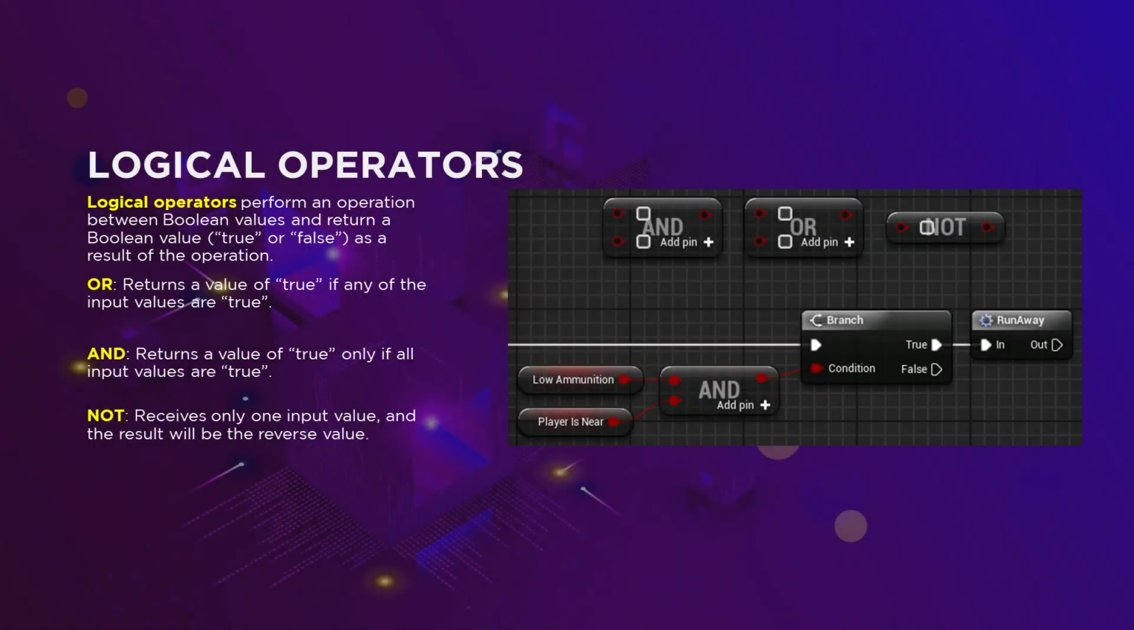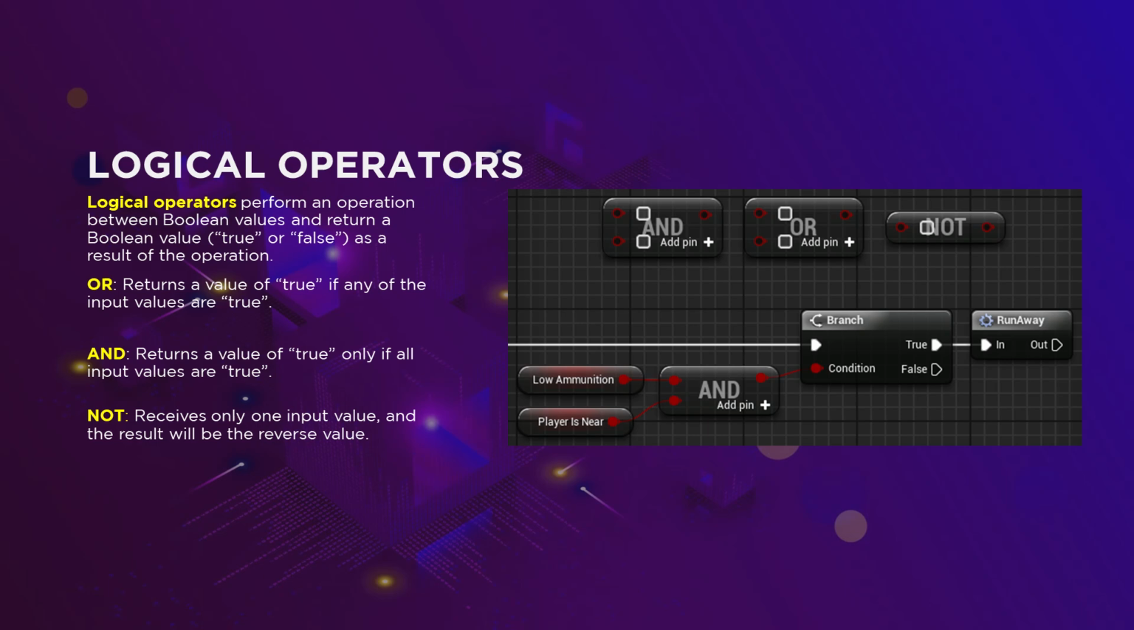Logical operators perform an operation between Boolean variables and return a Boolean value, either true or false, as a result of the operation. The main logical operators are as follows. OR returns a value of true if any of the input values are true, and AND returns a value of true only if all the input values are true. Not receives only one input value, and the result will be the reverse value. For example, if it was true, it's now false. If it's false, it's now true.